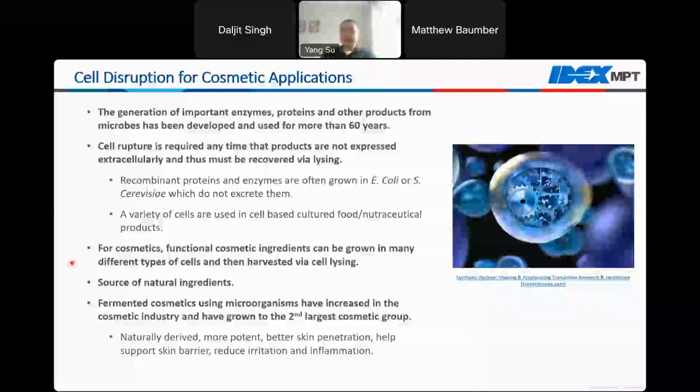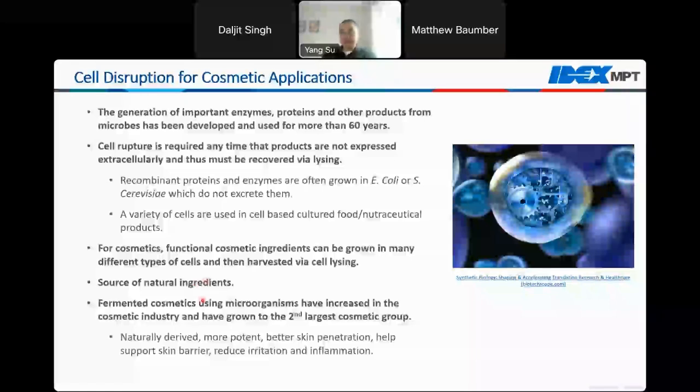The same thing applies to the cosmetic industry. You can use cells to grow a variety of different functional cosmetic ingredients. And often you will need to perform a cell lysing process to help harvest the product of interest from the cells. Also, this biosynthetic process is viewed as a natural product process, not the same as a chemical synthetic process. So the ingredients developed through this process can be viewed as natural ingredients or a source of natural ingredients.